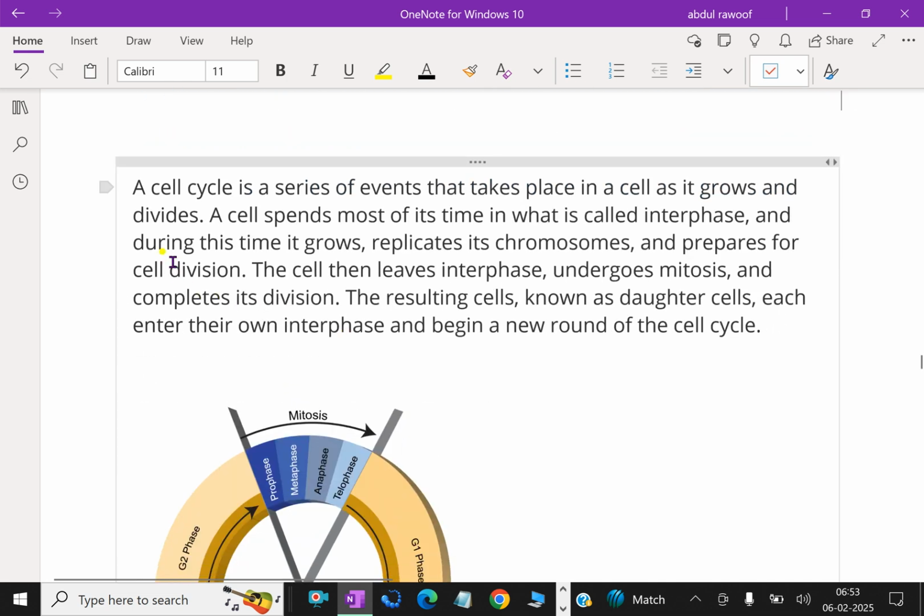Finally, we talk about what the cell cycle is. A cell cycle is a series of events that takes place in a cell as it grows and divides. The cell spends most of its time in what is called interphase, and during this time it grows, replicates its chromosomes and prepares for cell division. The cell then leaves interphase, undergoes mitosis, and completes its division. The resulting cells, known as daughter cells, each enter their own interphase and begin a new round of the cell cycle.